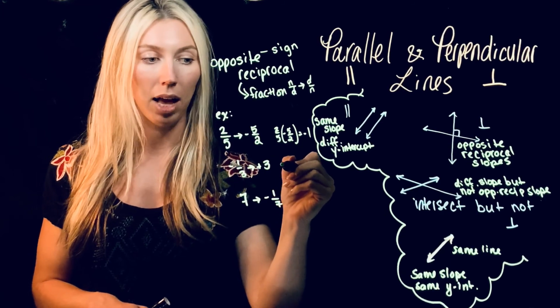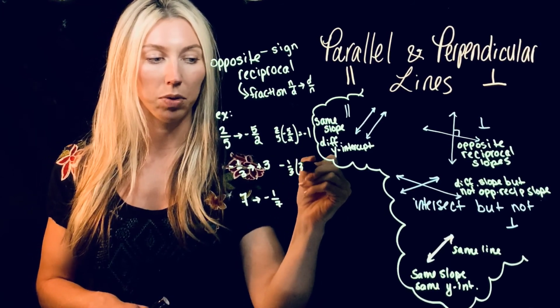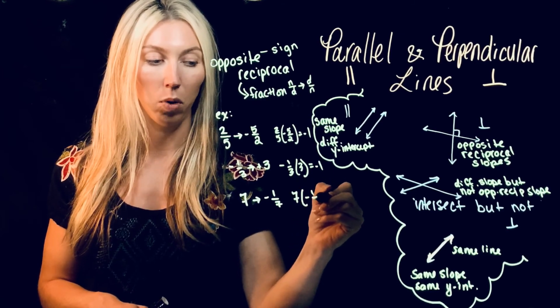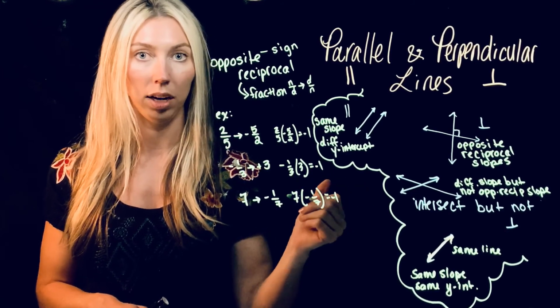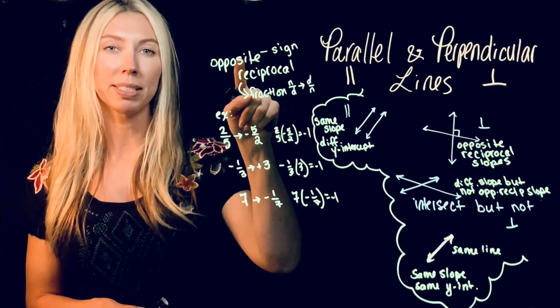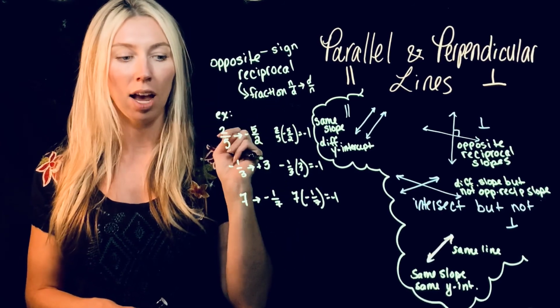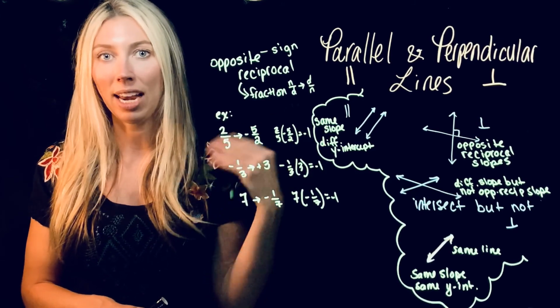If you multiply negative 1/3 times 3, you get negative 1. If you multiply 7 times negative 1 over 7, you get negative 1. The only opposite reciprocal that is a little bit tricky, I guess there's two that are a little bit tricky, is just the number 1 and negative 1.